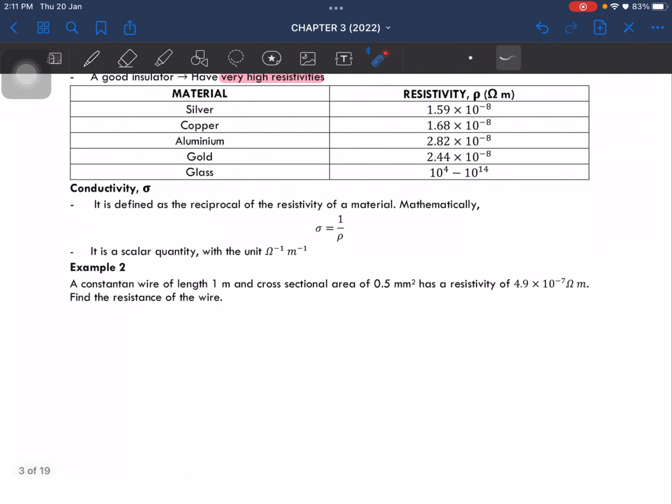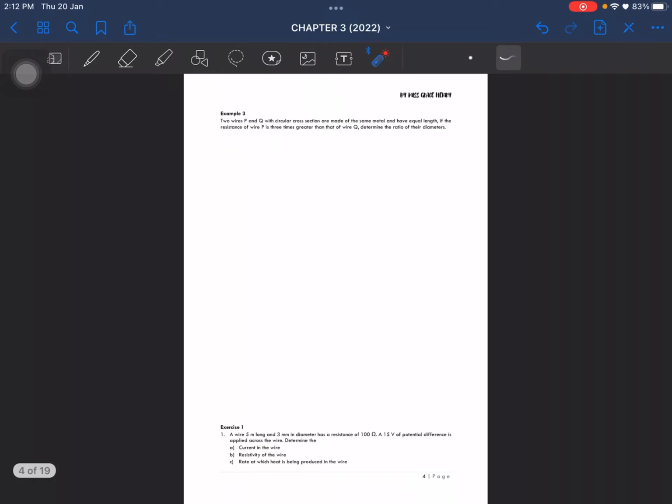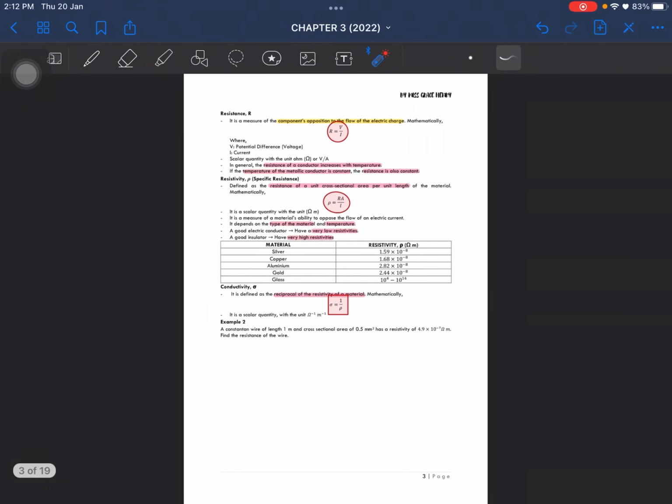Now conductivity, sigma, is defined as the reciprocal of the resistivity of a material. Mathematically, we can calculate that using this equation here. It is a scalar quantity with the unit of per ohm per meter. I don't know how to pronounce that. Right, so that is on Ohm's law and resistivity.